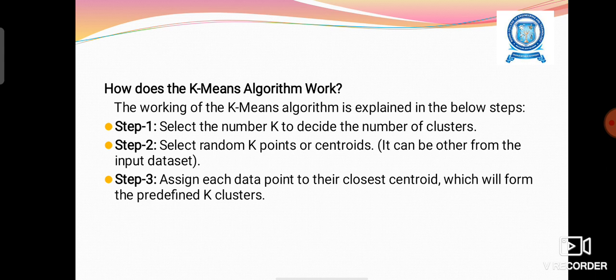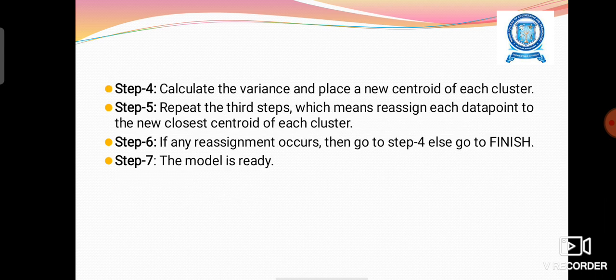In step 1, select the number k to decide the number of clusters. In step 2, select k random points as centroids. For example, if k is equal to 2, we have to identify two centroids. Centroid means the center point of a cluster. So based upon these centroids only, we will add the data points to a particular cluster. In step 3, we will assign each data point to its closest centroid, which will form the predefined k clusters. In step 4, we will calculate the variance and place a new centroid for each cluster.